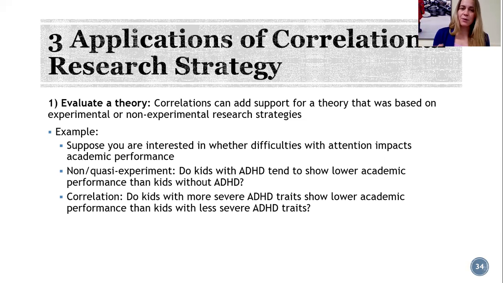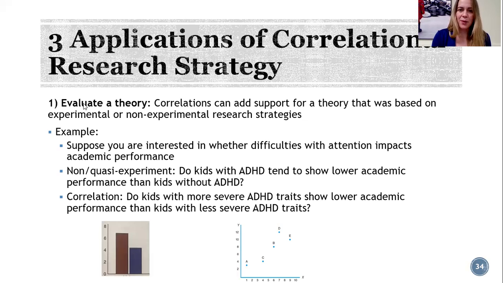So we can ask the same question rather than comparing a group of kids with a diagnosis versus kids that don't have a diagnosis. We can measure their attention, we could measure their ADHD tendencies or traits as a continuous variable, and we can look at their academic performance, which is obviously also a continuous variable, and look to see whether there's a correlation. If we find that there is a correlation, then this would add support to those other studies that were done that found a group difference.